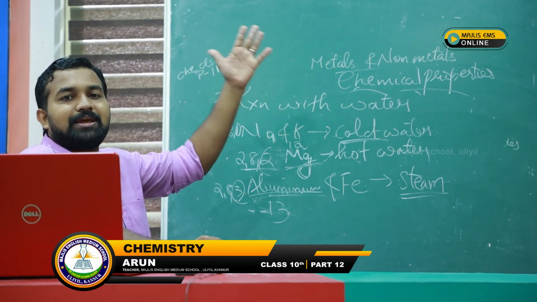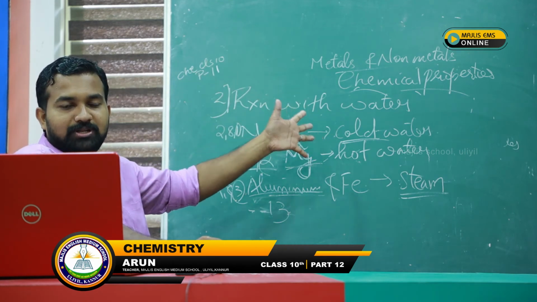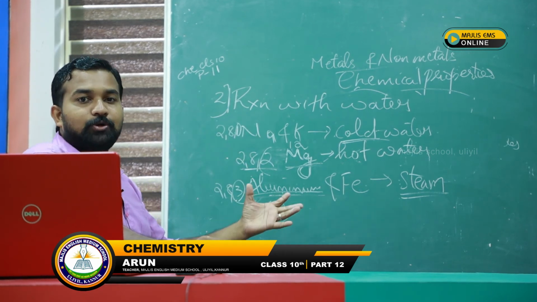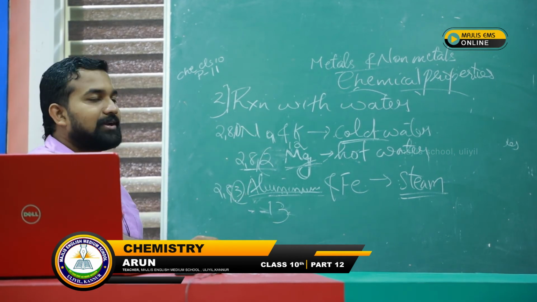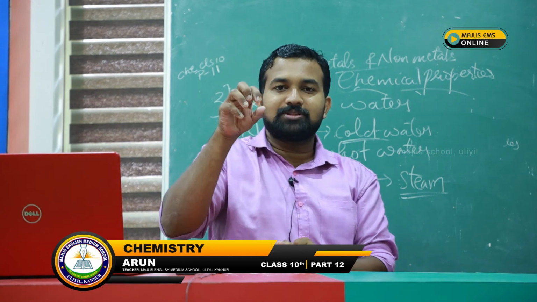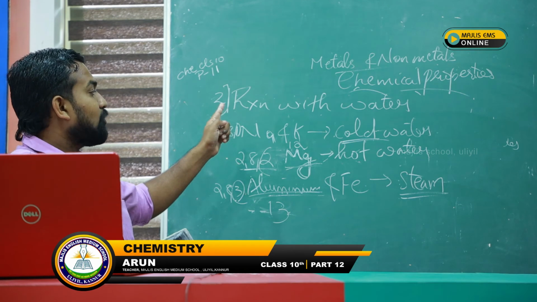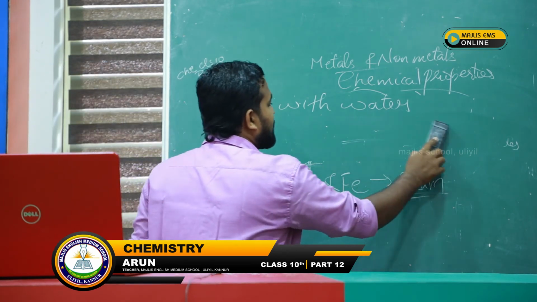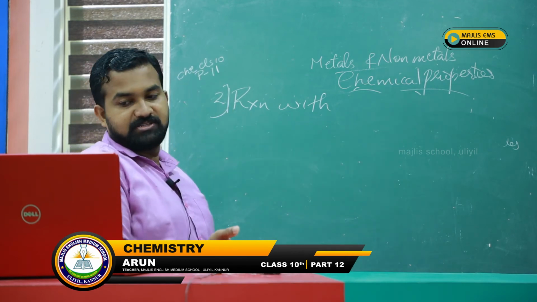Sodium and potassium will react easily with cold water, but magnesium and calcium they will only react with hot water. But aluminum and iron, they won't react with cold water or hot water. They will only react with steam. So, according to these 3 different variations in the reactivity, we can explain the reactivity series of these 3 types of elements. Is that clear? Okay. So, reaction with oxygen and reaction with water we have discussed.